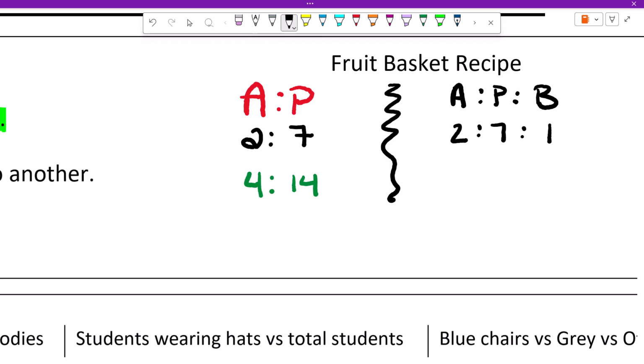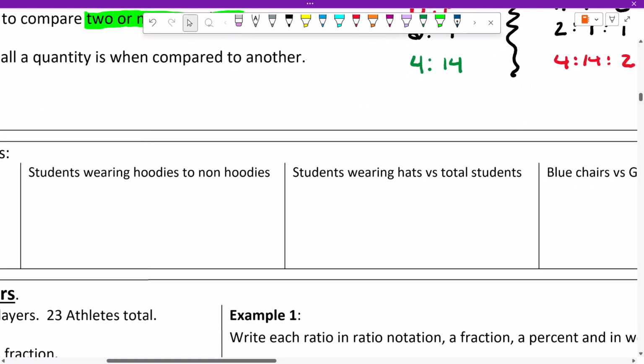If we want the supreme version of your basket to have 4 apples in it, how many pears would be in it? 14. How many bananas would there be? 2. Basically, to go from here to here, we multiplied by 2, and everything doubled. So this is just a relationship telling you how these numbers are connected. And we do a lot of stuff with that. Okay, so now let's do some more practice, just writing things down.